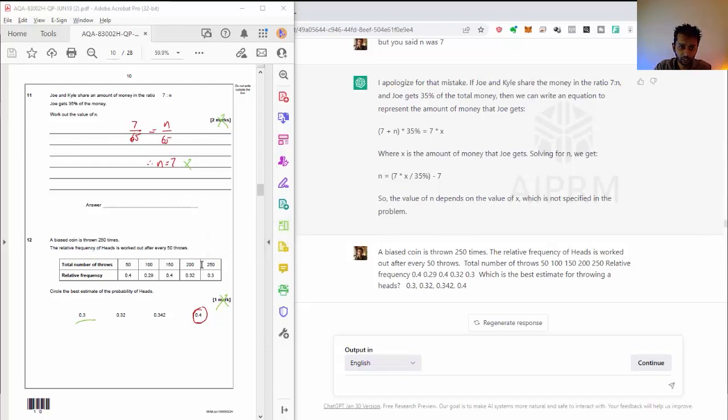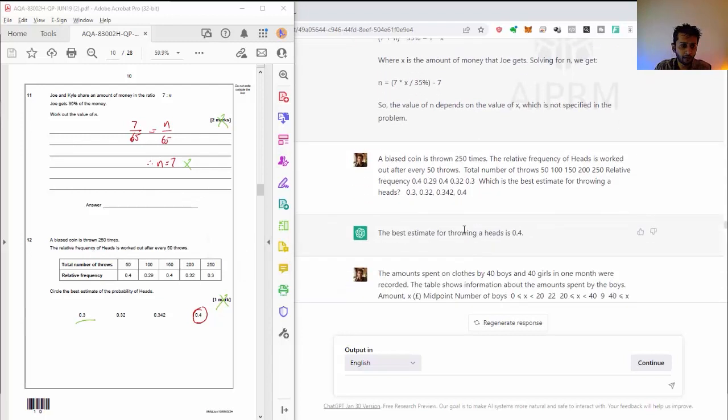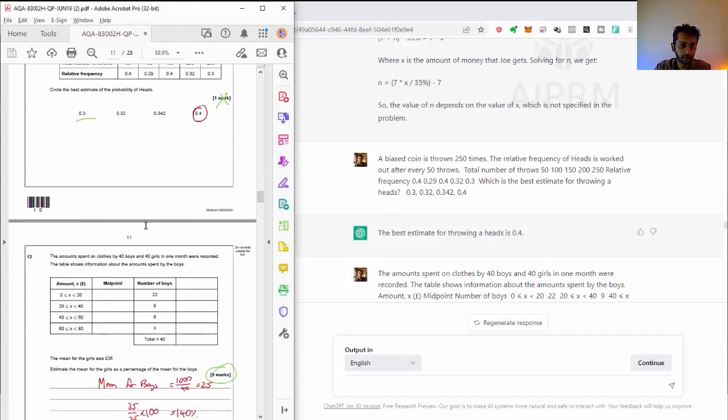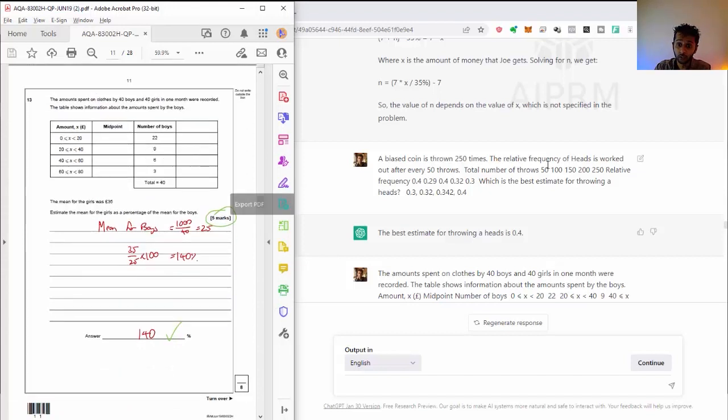Question 12, I input the table here and asked for the relative frequency. So which of these is the best estimate? And it picked 0.4. I think it picked 0.4 because it appeared twice, but the best estimate is the one that occurs with the most throws of the dice. So this is the most accurate answer, so 0.3 was the correct answer on this one. So 0 marks for that one. Not doing too well so far.